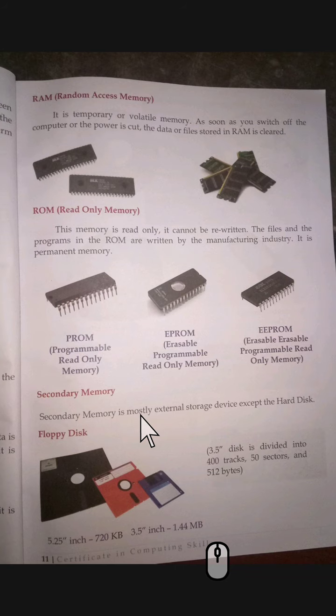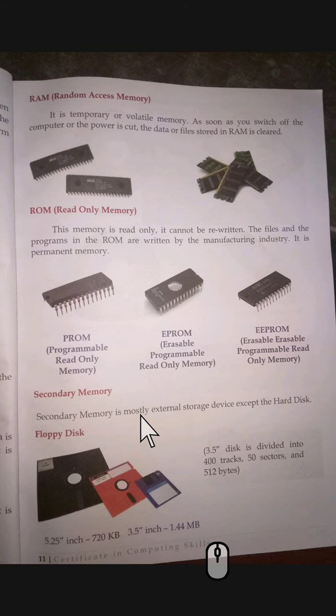Next one, secondary memory. Secondary memory means the memories we can easily carry from one place to another. This is called secondary memory. It is also a permanent memory, also called permanent external memory. The data is stored permanently. This is the floppy disk. Nowadays we use CDs, but before that we used floppies only.